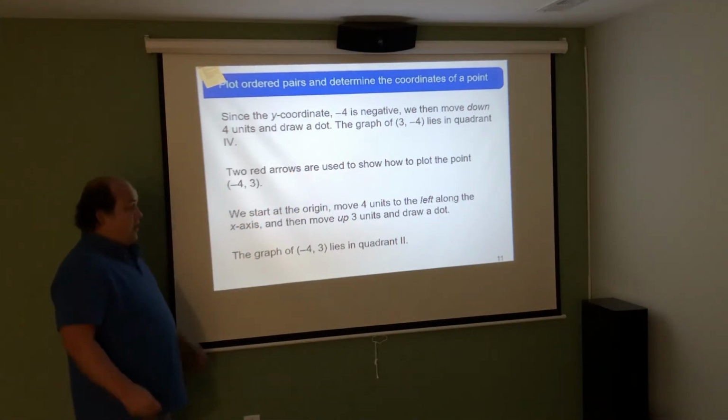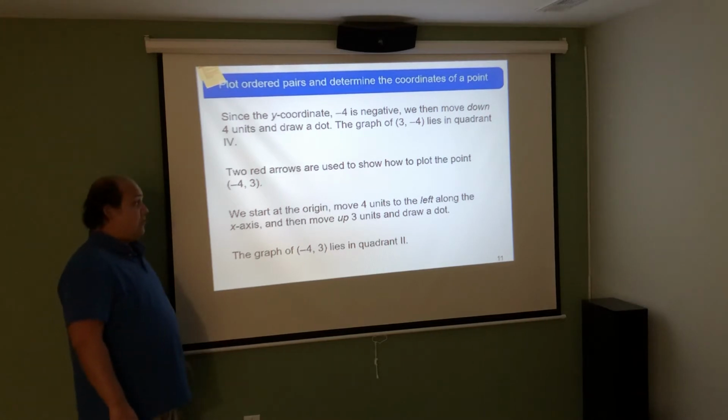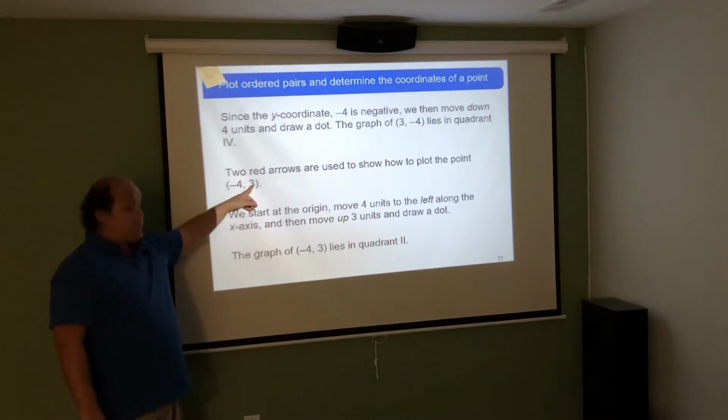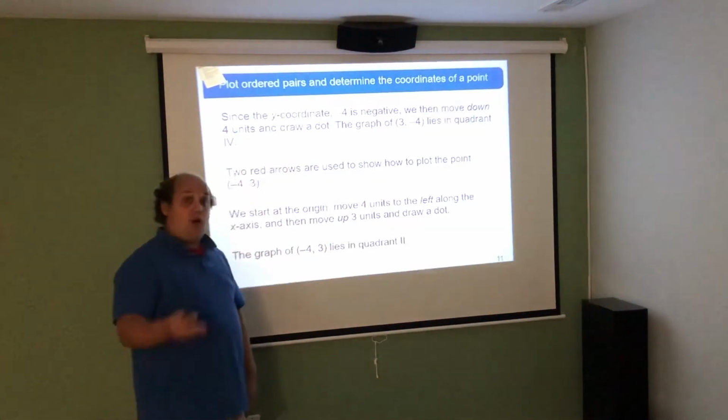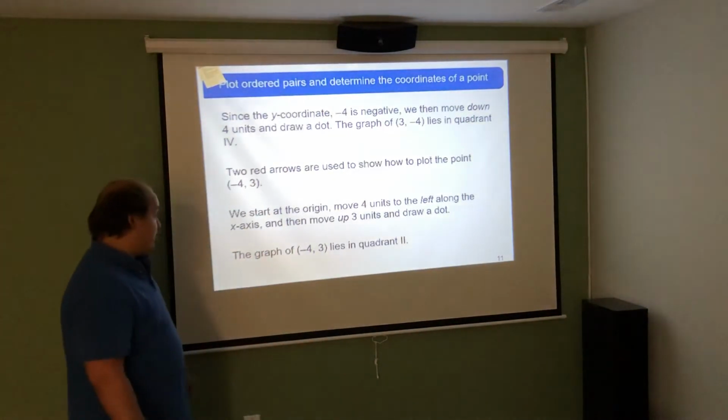Then move, again, it'll be a fill in the blank, 3 units and draw a dot. Because this is a positive 3 as the second coordinate, I'd fill in that blank as move up 3 units and draw a dot.